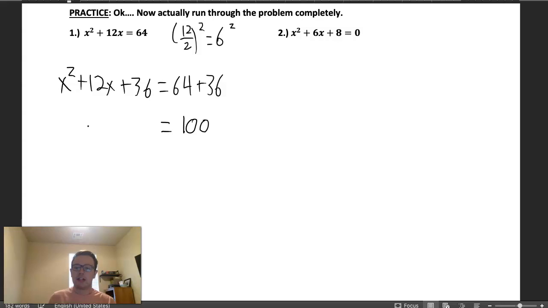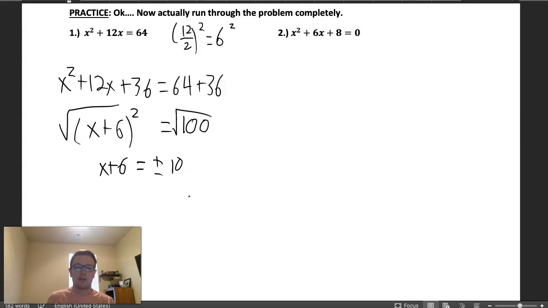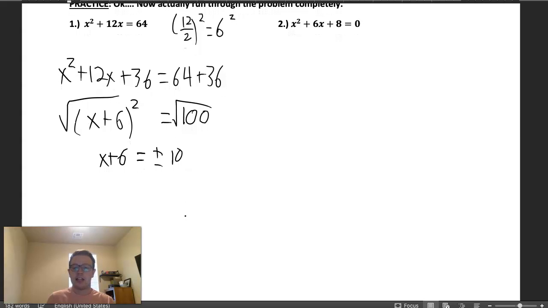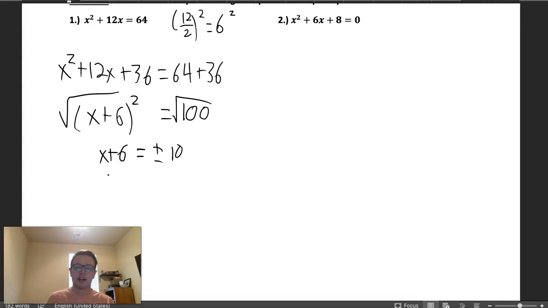And this side is going to become x plus the square root of 36, or 6 squared. From here, we're going to take the square root, so this will become x plus 6, and that's going to be equal to the square root of 100. It's not just 10, it's not just negative 10, it's plus or minus 10. And then from here, we're going to split this up into two different equations: x plus 6 is equal to 10, and x plus 6 is equal to negative 10.